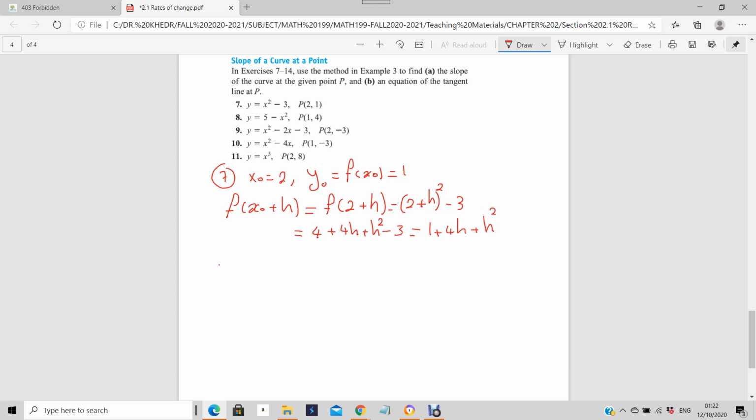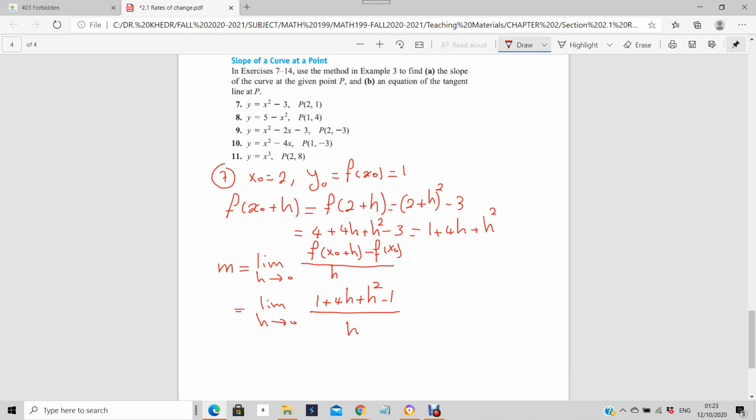Okay, now the slope is what? m equals the limit as h goes to 0. You have to remember this definition: f of x0 plus h minus f of x0 divided by h. So now you do the substitution. This is the limit as h goes to 0. Now f of x0 plus h we found, which is 1 plus 4h plus h squared, minus f of x0, which is 1 here, divided by h.